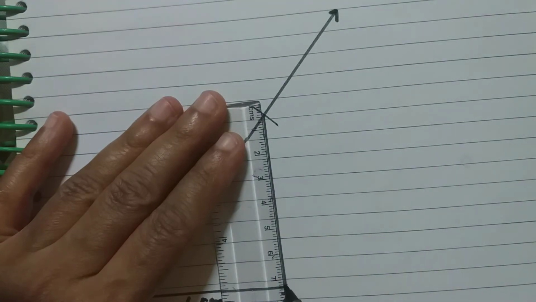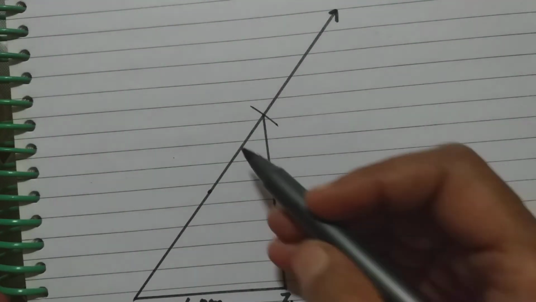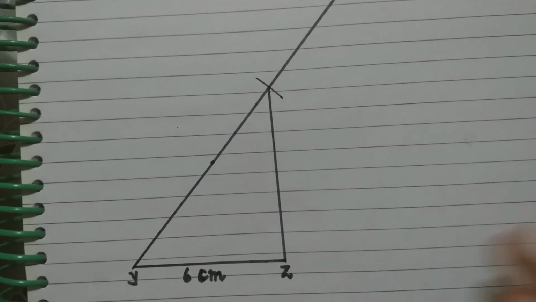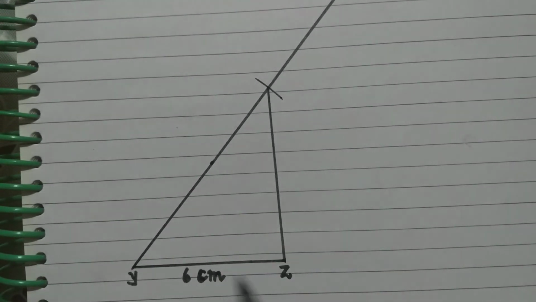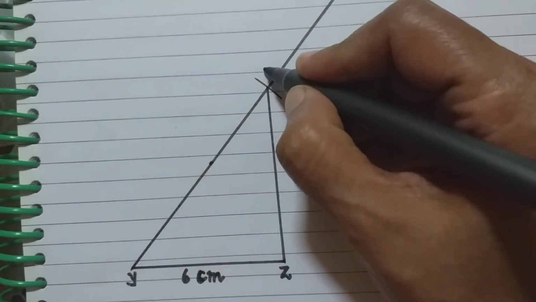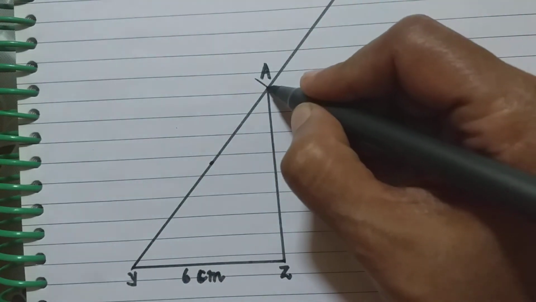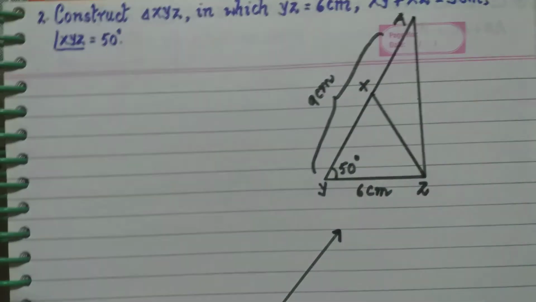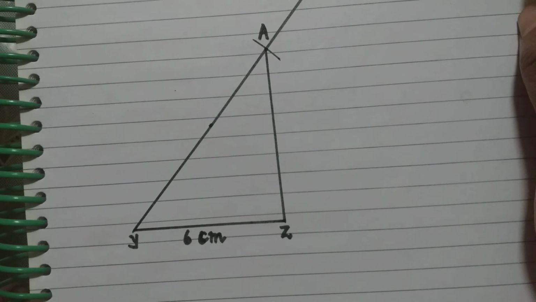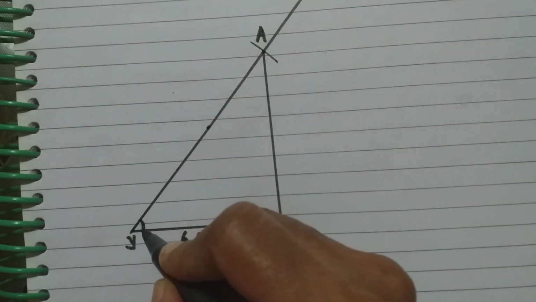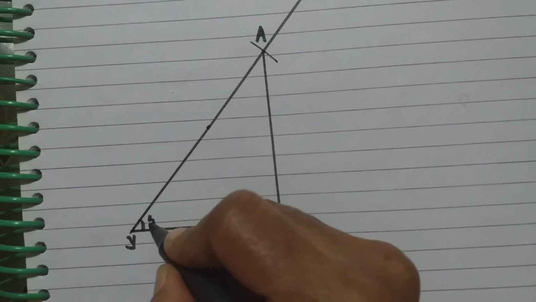And we name that point where the arc is cutting the ray as any other alphabet other than X, Y and Z, because our triangle is named XYZ. So say suppose we had taken it as A in our rough figure. See here we had taken this as A in our rough figure. So we write it as A. Now what is the next step? This we will mark it. This is the angle 50 degrees.